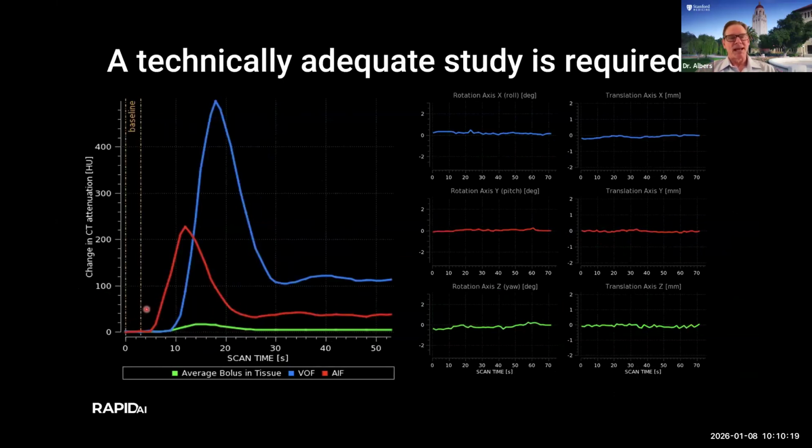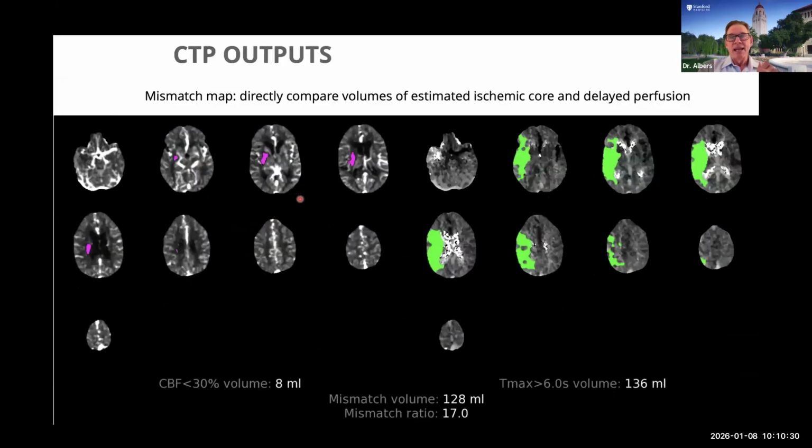So here's a perfectly timed bolus. Here's a beautiful AIF and VOF and a patient who's not moving. So you always want to look at the input data before you analyze the scan. Once you get the scan and you have good input data, you typically look first at the mismatch map. But this is just an introduction to what's going on with the scan.